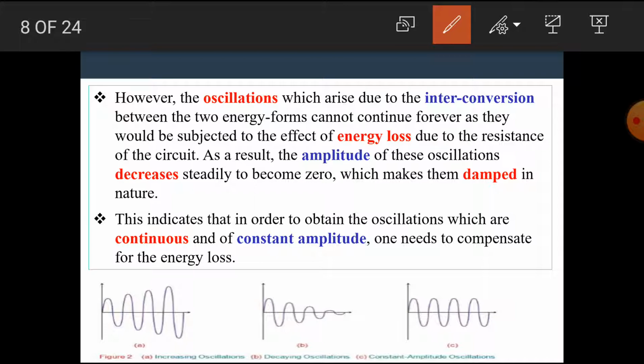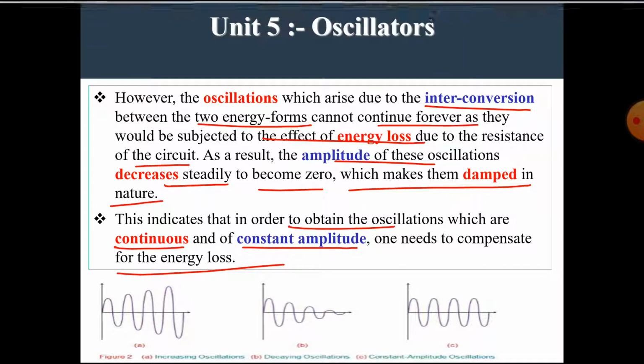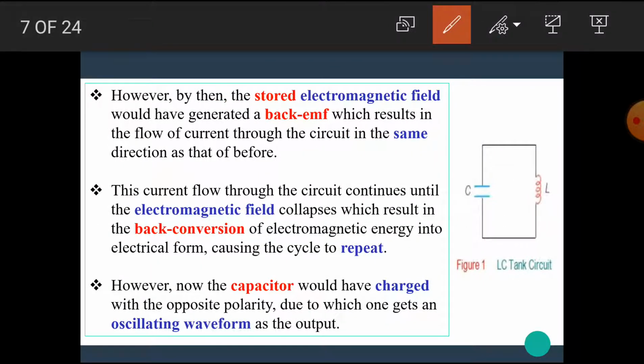However, the oscillations which arise due to the interconversion between the two energy forms cannot continue forever, as they would be subjected to the effect of energy loss due to resistance of the circuit. As a result, the amplitude of these oscillations decreases steadily to become zero, which makes them damped in nature. This indicates that in order to obtain oscillations which are continuous and constant in amplitude, one needs to compensate for the energy loss. That means the operation is performed in two cycles.